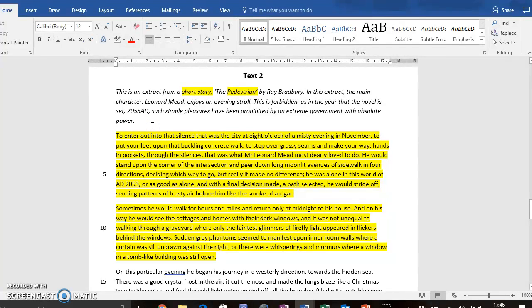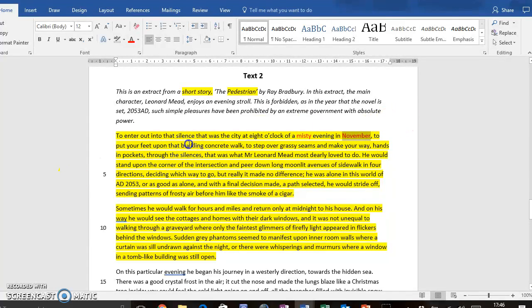So it begins with "to enter out," just as predicted. So I'd address that in my answer. The surroundings are outside. And then we go on to find any particular devices. "To enter out into that silence that was the city at 8 o'clock of a misty evening": interesting adjective. "In November": that might be a symbolic season. It's autumn, it's dark, it's kind of the end of a year, the end of an era.